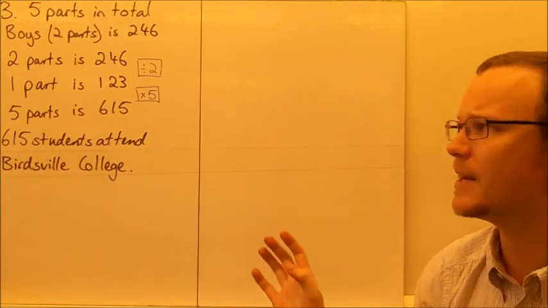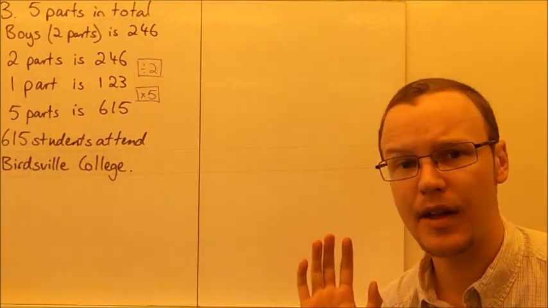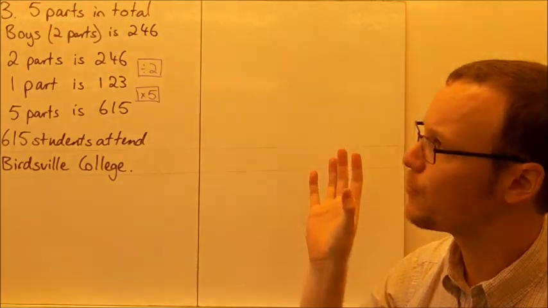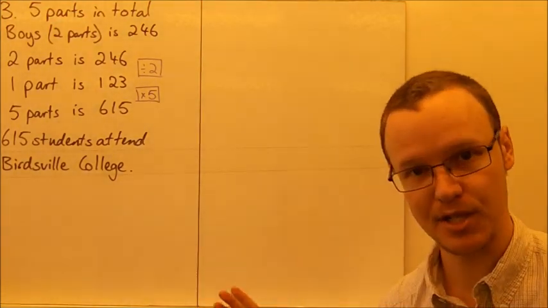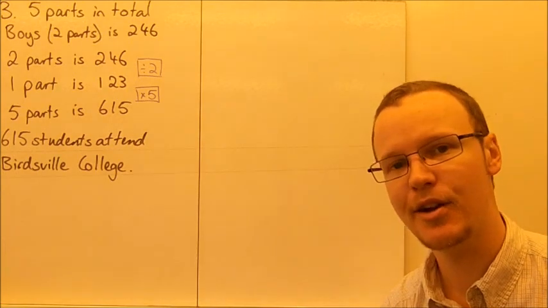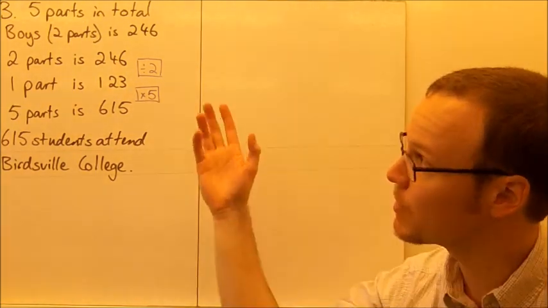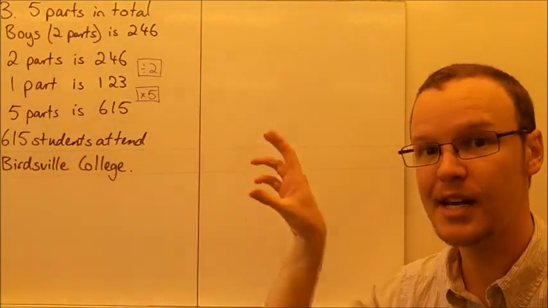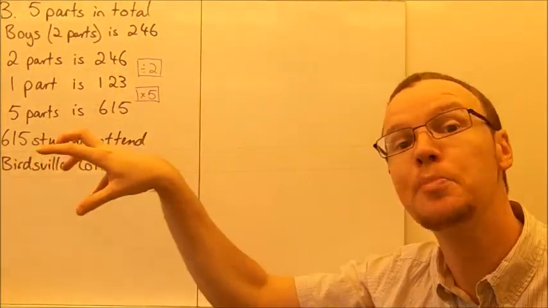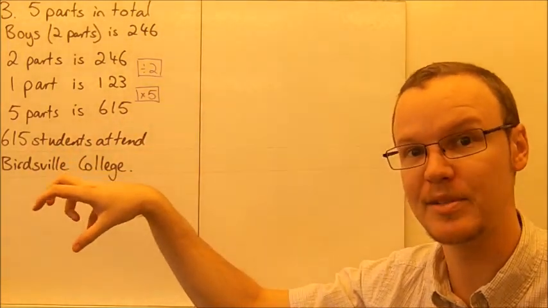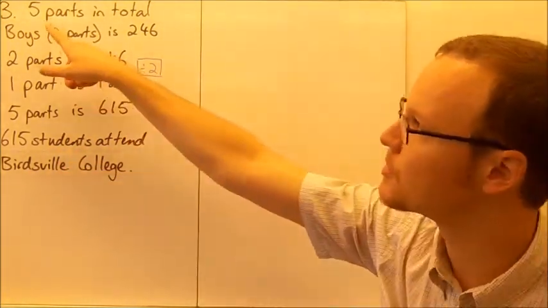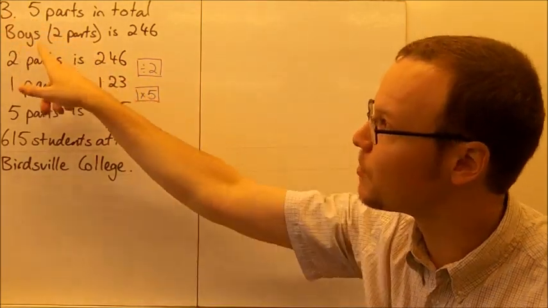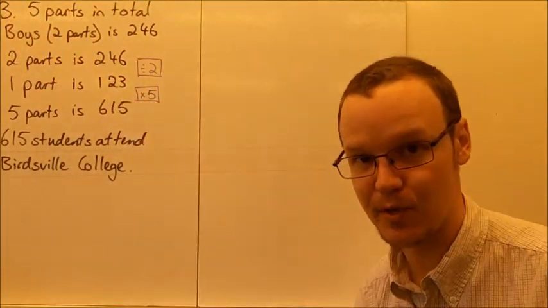Our last problem here, we're looking at the number of students at Birdsville College. The ratio of boys to girls is 2:3, and we know that the number of boys is 246. So because the ratio of boys to girls is 2:3, that means 2 parts in our problem is boys. And we've got 5 parts in total because 2 plus 3 is 5 parts. So the number of boys is 2 parts, which is 246.